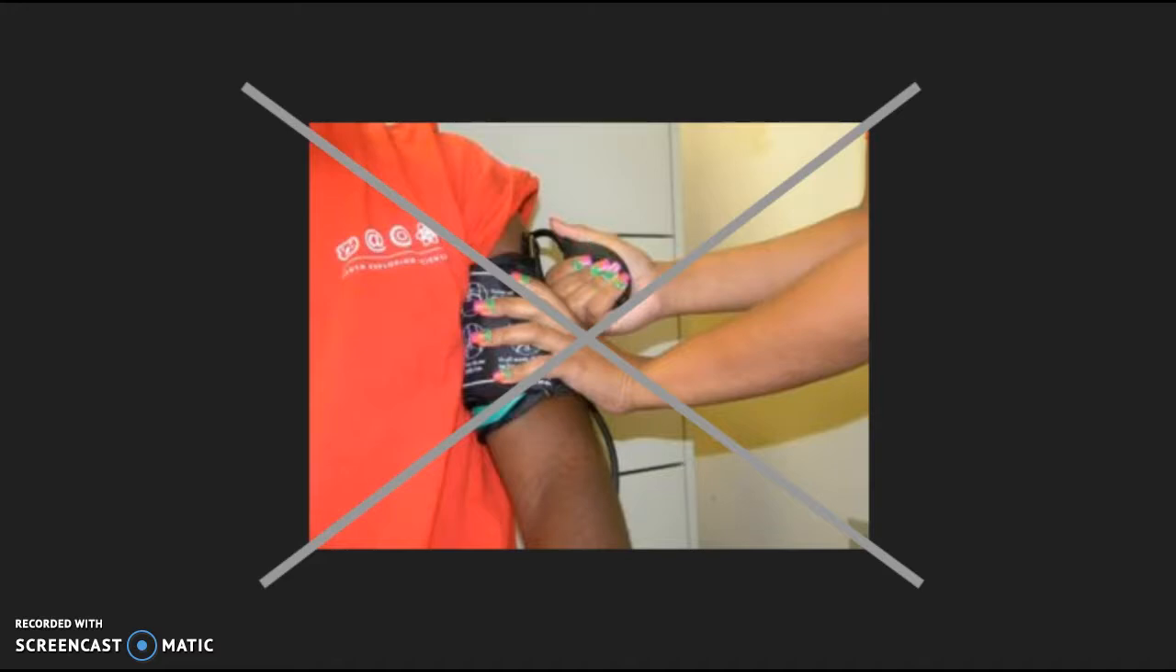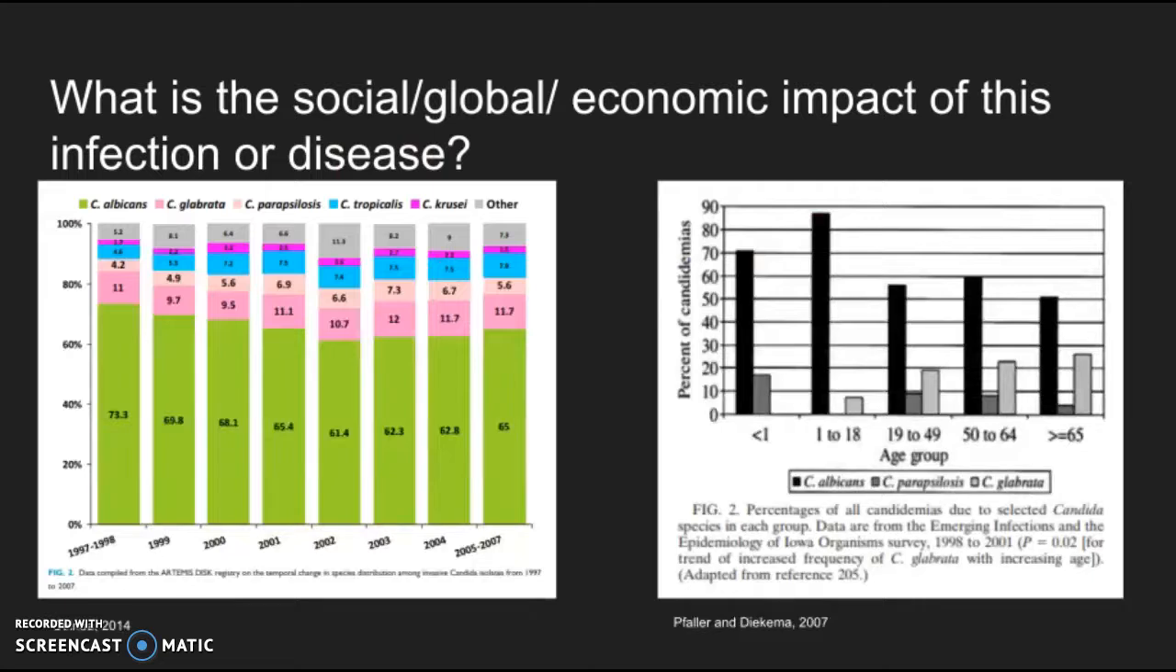Our proposal would be to implement a protocol in which healthcare workers will no longer be allowed to wear artificial nails in an effort to reduce the risk of infection from patient to patient, and to enforce proper hand washing and IV care techniques. What is the social, global, and economic impact of this infection or disease?